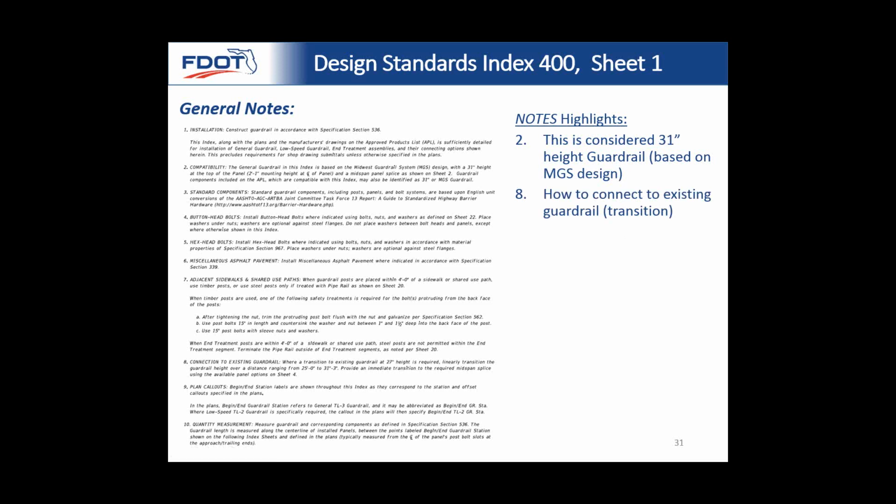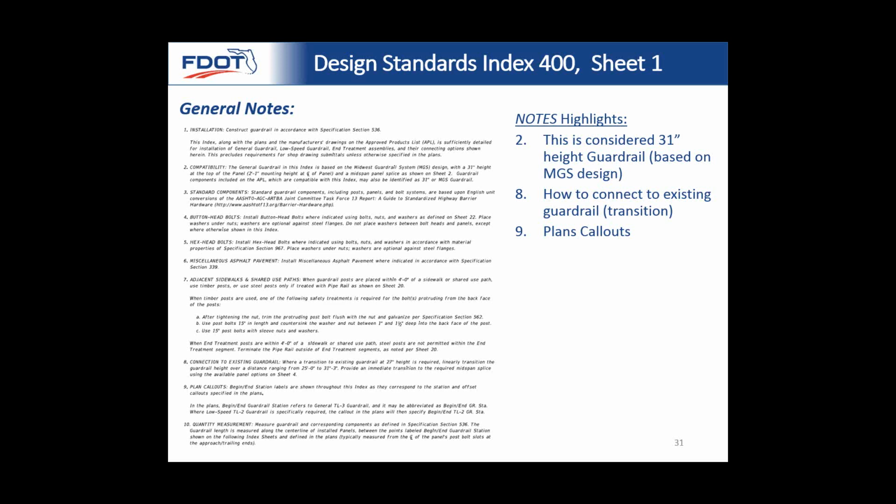Note number 8 we'll skip to is basically explains to contractors how to connect to existing guardrail. This will be a little bit easier to explain when I have some pictures to show you. But essentially, existing guardrail can be lower height, 27-inch, and the splices where the panels connect together used to be at the post, and now they're at midspan. And so when you connect to existing guardrail, you need to do it over a certain distance, and we just explained to the contractor how to handle that to make it a little more clear and easy for them.